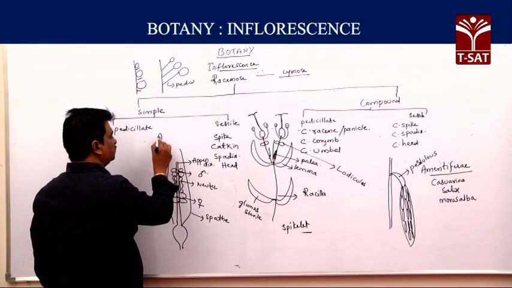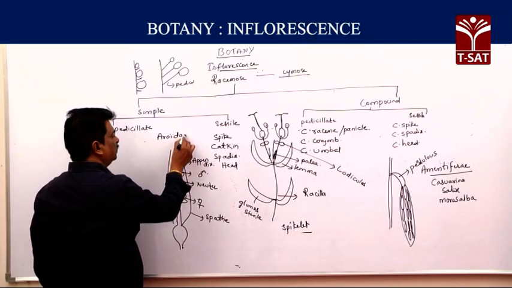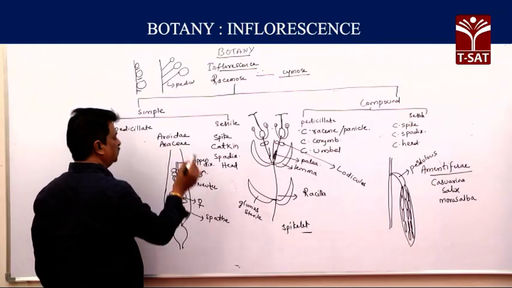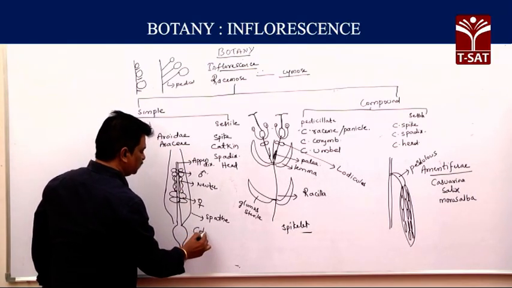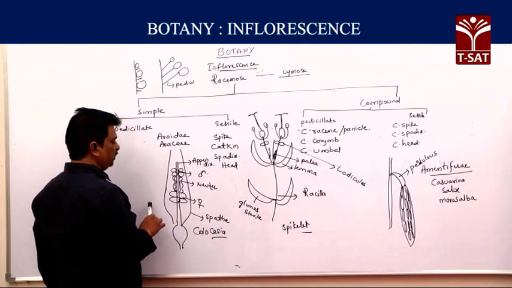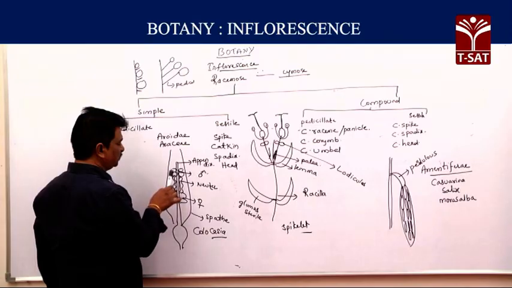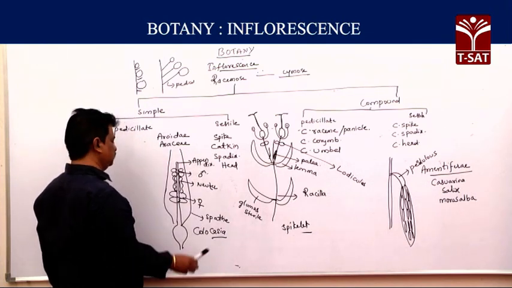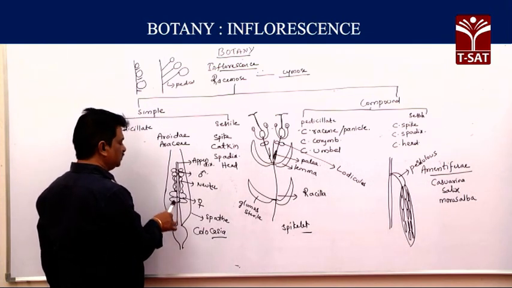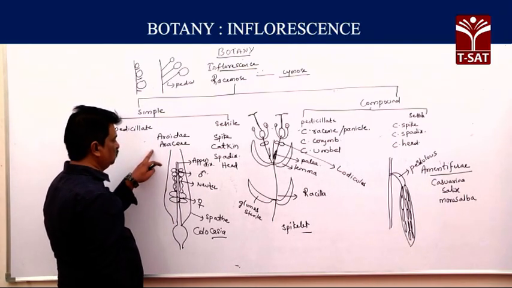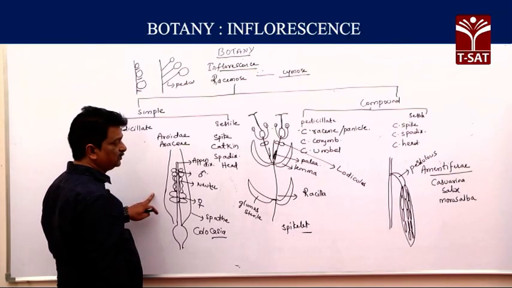Spadix is a characteristic feature of Aroideae, the old name, and the new name is Araceae. Example for this spadix, Colocasia. In the spadix, there are 3 types of flowers present, male, female and neuter flowers. So this is rightly called trimorphic condition. These flowers are sessile and unisexual. This is simple spadix.